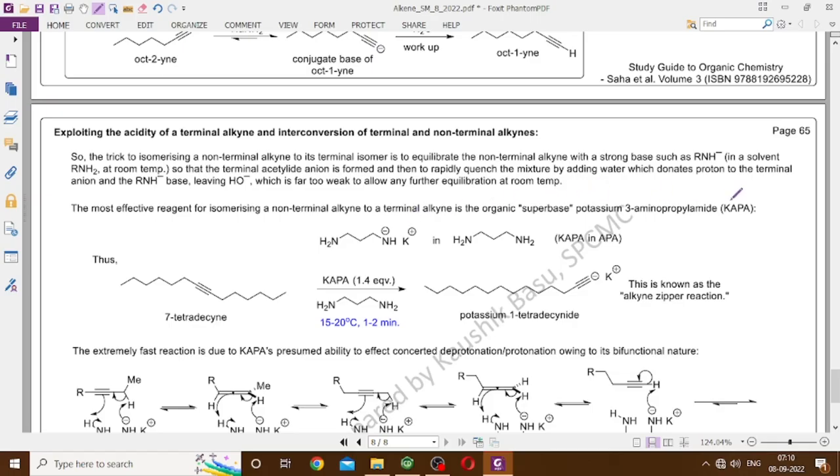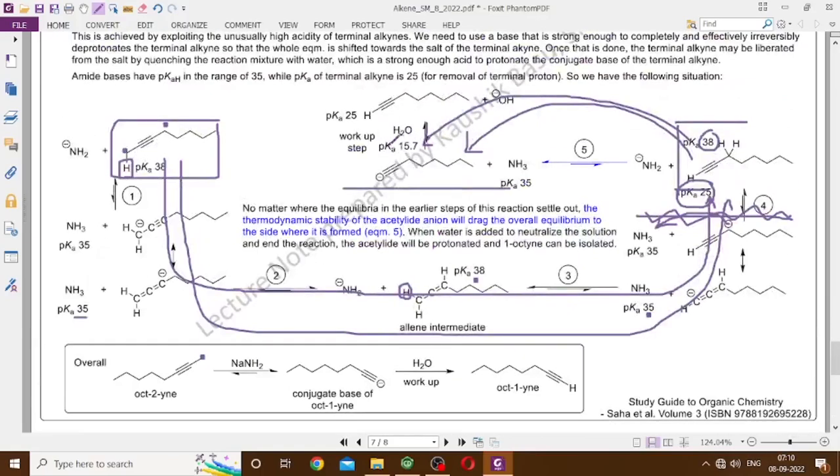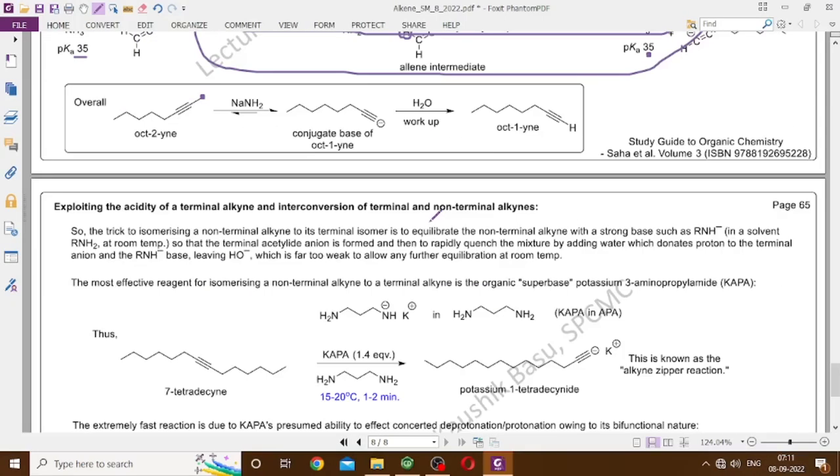And when you add water, it has the RNH minus that is present in the reaction medium. The terminal alkyne will deprotonate this water, so hydroxide will be produced. But in the presence of hydroxide, this will not isomerize to this one, because that will need 170 degrees centigrade, which you are not going to give. You are doing the reaction at room temperature.